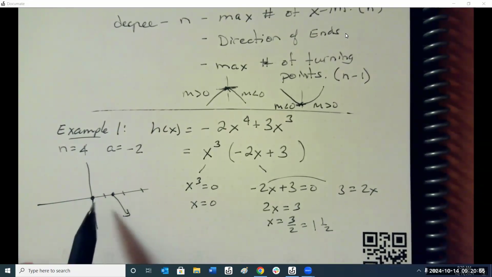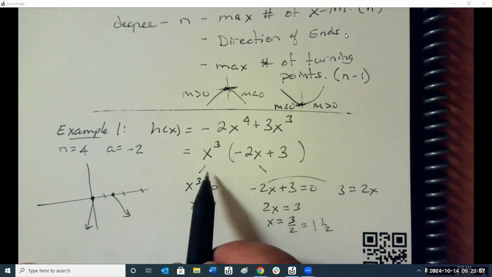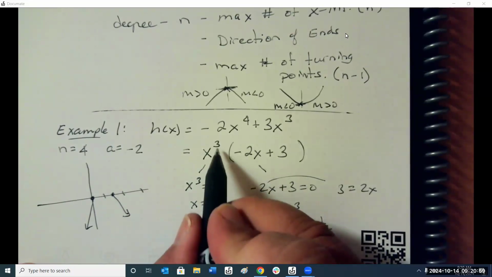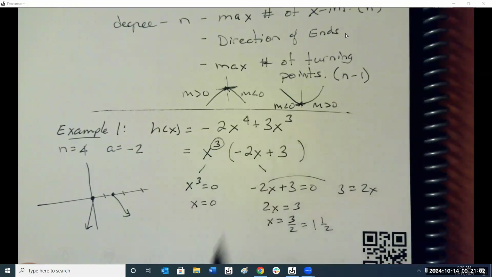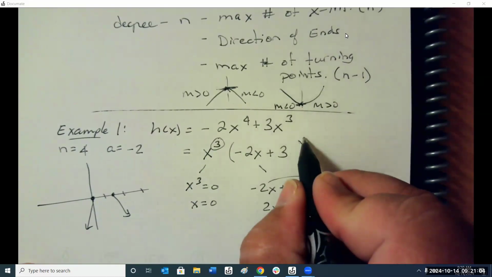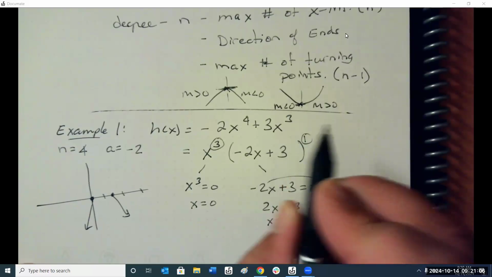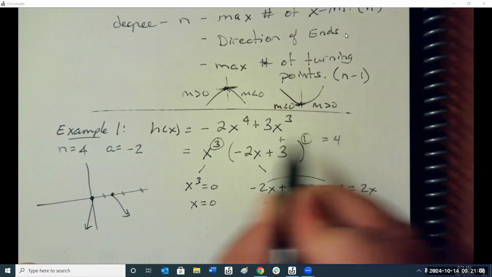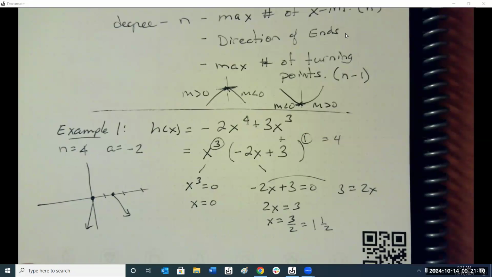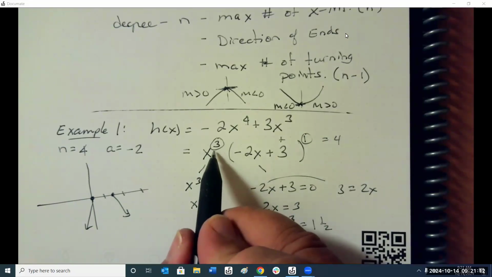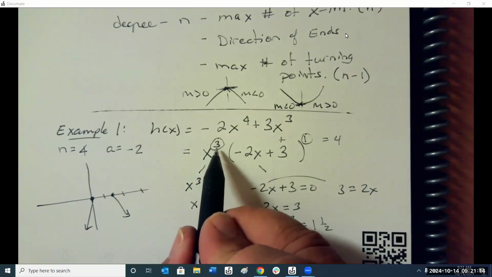Now look at the multiplicities. The multiplicity of this first one is 3. The multiplicity of the second one is 1. If we add them together, we get 4, which is the degree. So what happens to the graph at this one? Does it bounce or does it cross?